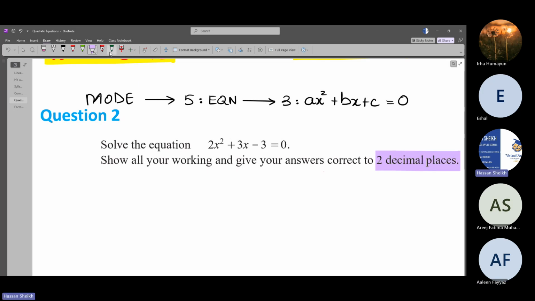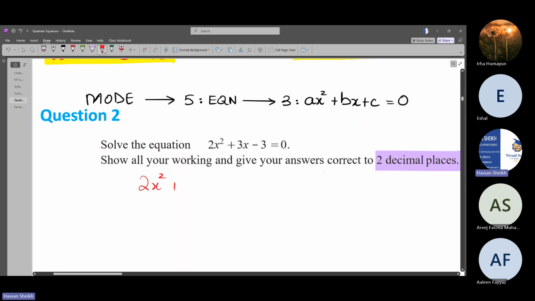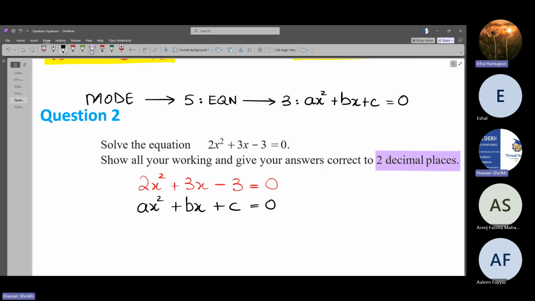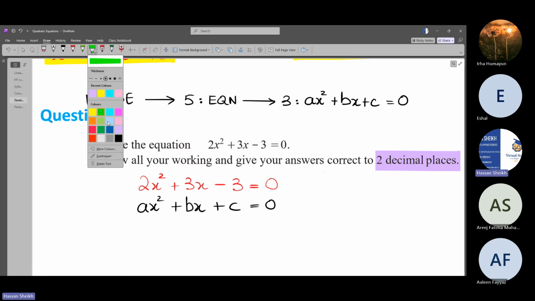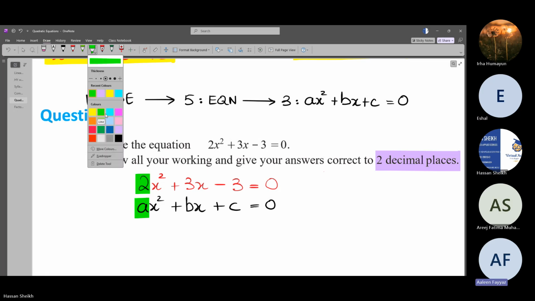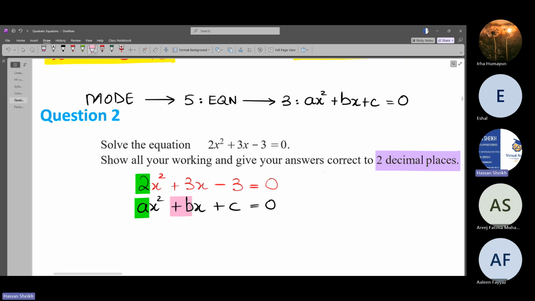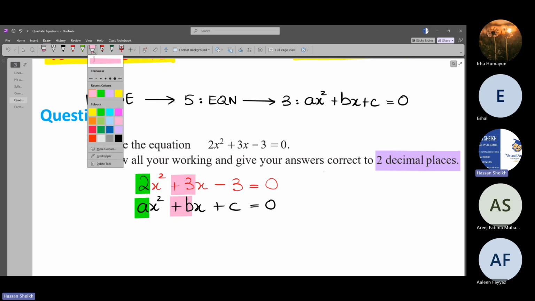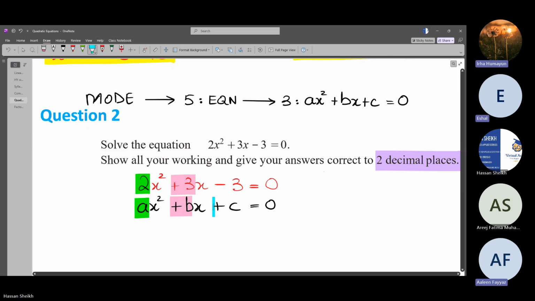Yes. Let's write the equation. The equation is 2x squared plus 3x minus 3. Is it written in standard form? Yes. What is the value of A? 2. What is the value of B? 3, plus 3. What is the value of C? Minus 3.